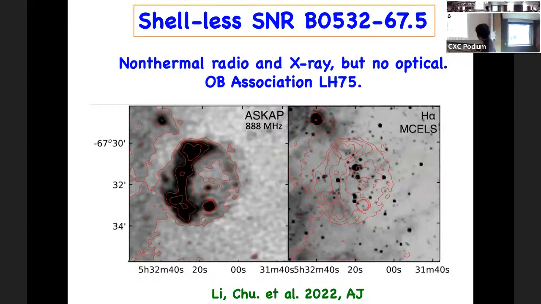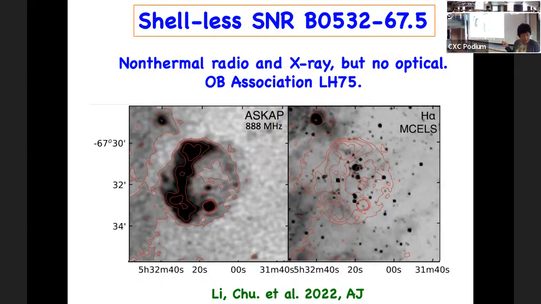Okay, all right. So here's another case. Here's this OB association, LH75, and in the radio you can see a nice, beautiful radio shell here. It's a supernova remnant. There's also corresponding X-ray emission that you can target, and these contours are just the X-ray contours. You look at the optical H alpha image, you see stars, but you don't see any shells. It's a shell-less supernova remnant, okay?